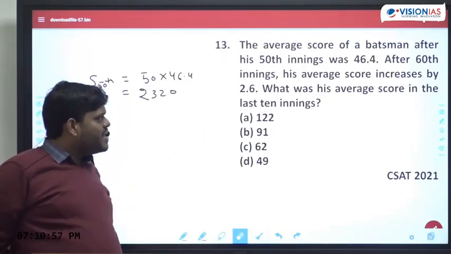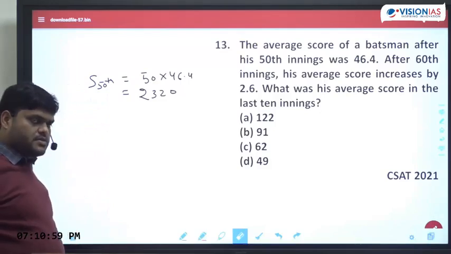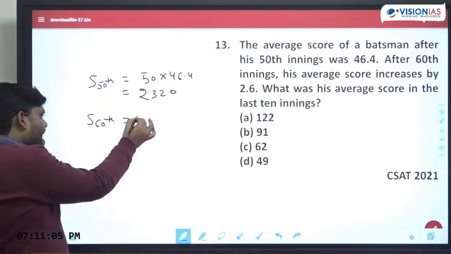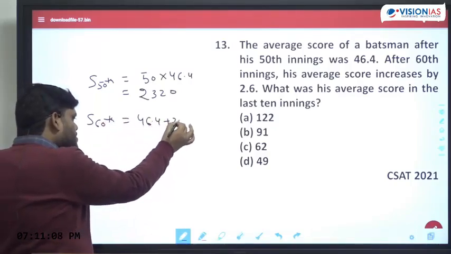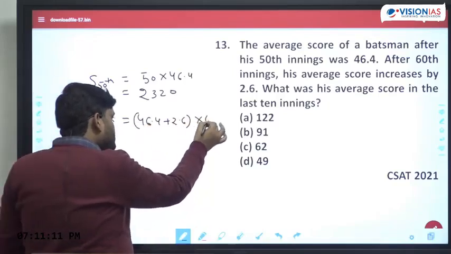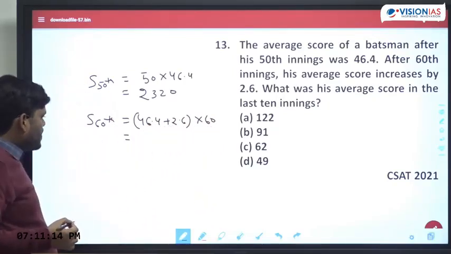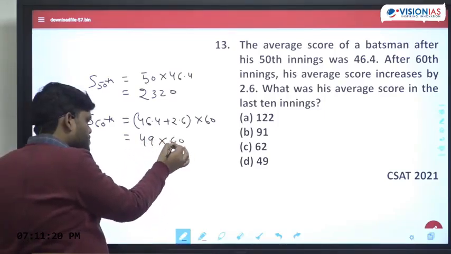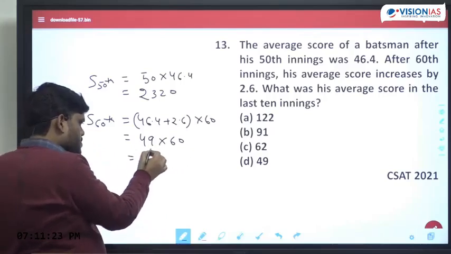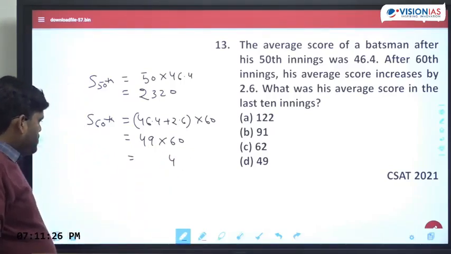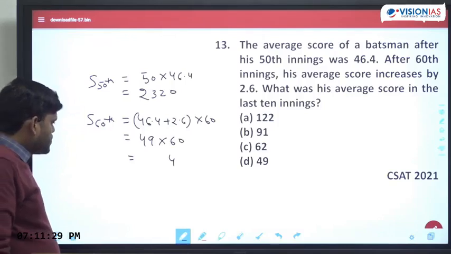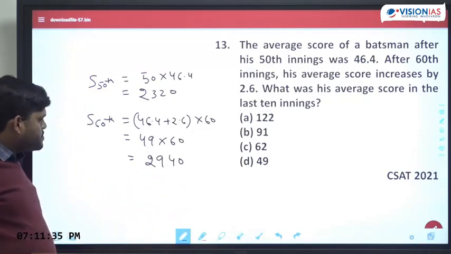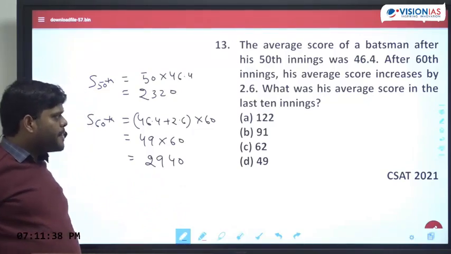After 60th inning, average score increased by 2.6. So what is the sum after 60th inning? The average score increased by 2.6, so the new average is 49, into 60. So if we find out, this will be 2940. Okay.